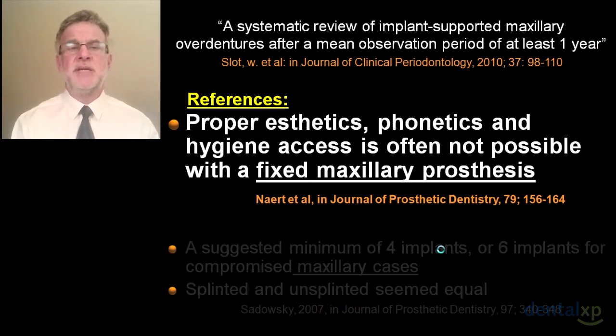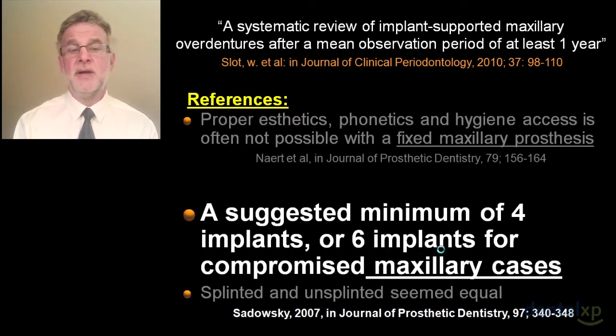Now, it's not just me saying that aesthetics and phonetics and hygiene access is often difficult with a maxillary fixed prosthesis. This is just a systematic review, and it's one of the references in there that basically says the same thing. They also say, and we'll come to this, that if we have a maxillary case with very compromised bone, we might want to consider 6 implants instead of 4.